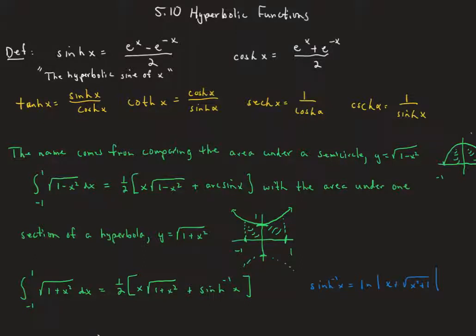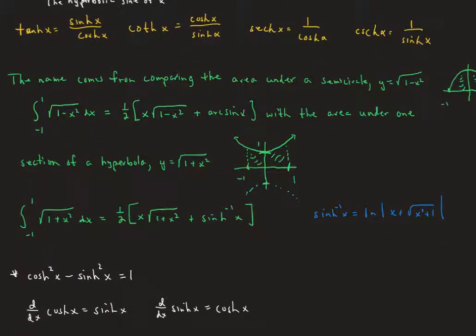The name is kind of interesting. The name comes from comparing the area underneath a semicircle. That's the function y equals the square root of 1 minus x squared. So if you take the integral from negative 1 to 1 of the square root of 1 minus x squared, we can actually do this integral. It takes trig substitution, and it's a little bit involved, but we could certainly do this, and you get 1/2 times the quantity x square root of 1 minus x squared plus the arcsine of x.